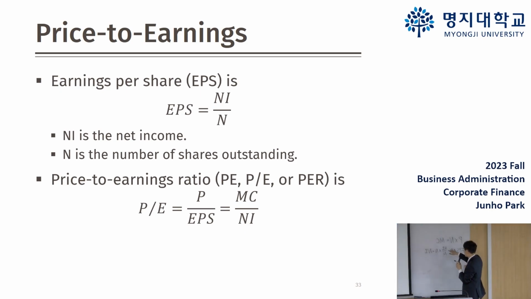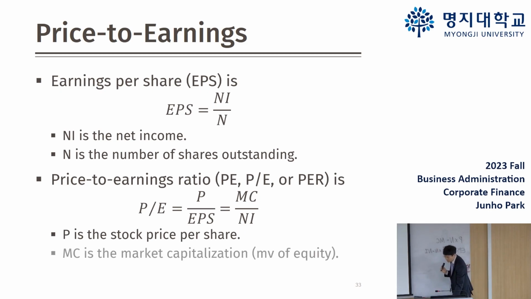You will get market capitalization if you multiply the stock price and the number of shares outstanding. So this is the market capitalization, or the market value of a company, the market value of equity. And because EPS is net income divided by N, the number of shares, if you once again multiply N by the EPS, then you again obtain the net income back.